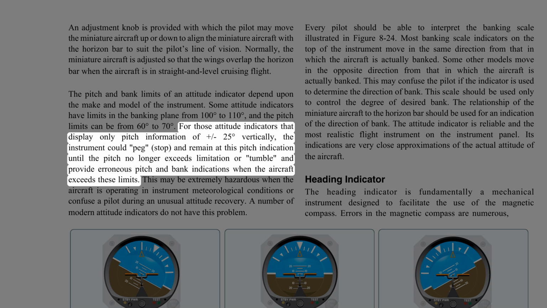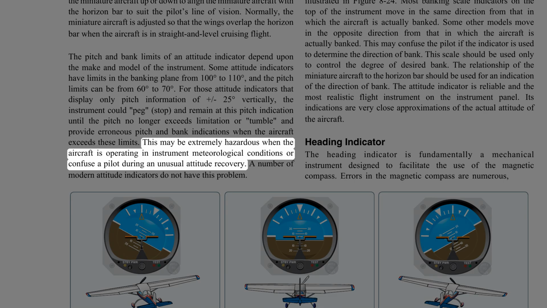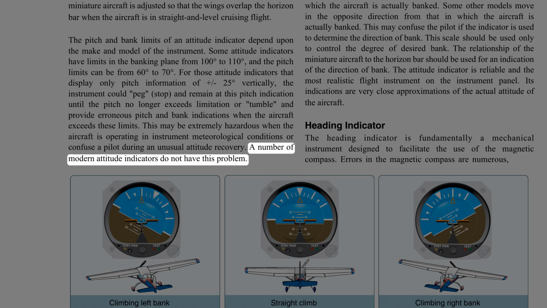For those attitude indicators that display only pitch information of plus or minus 25 degrees vertically, the instrument could peg, stop, and remain at this pitch indication until the pitch no longer exceeds the limitation, or tumble, and provide erroneous pitch and bank indications when the aircraft exceeds these limits. This may be extremely hazardous when the aircraft is operating in instrument meteorological conditions or confuse a pilot during an unusual attitude recovery. A number of modern attitude indicators do not have this problem.